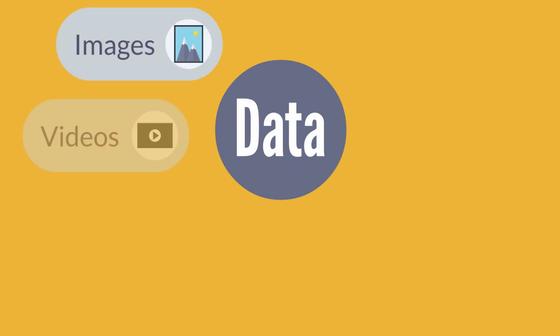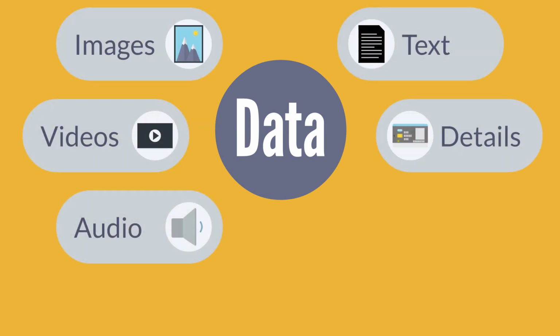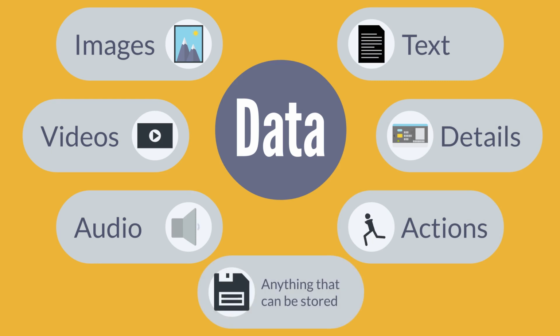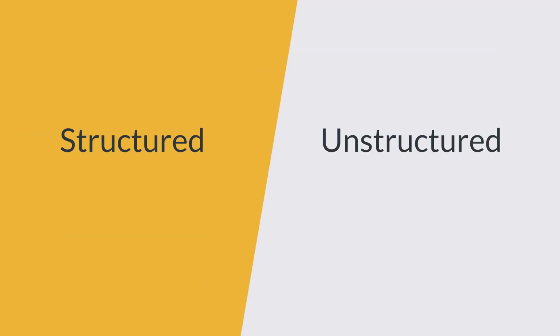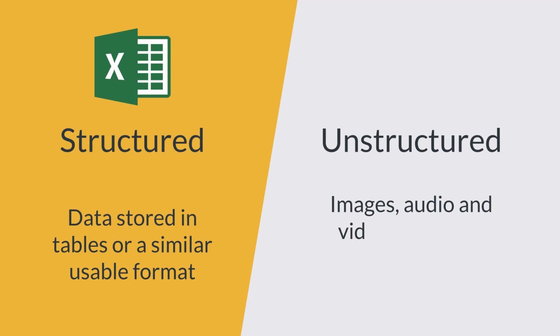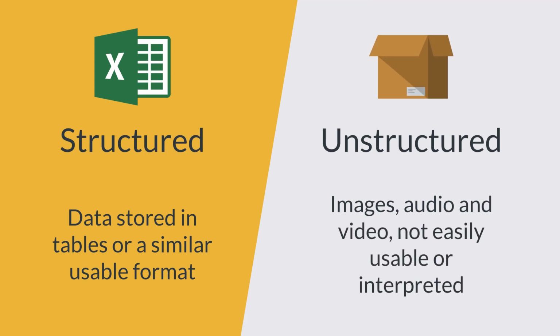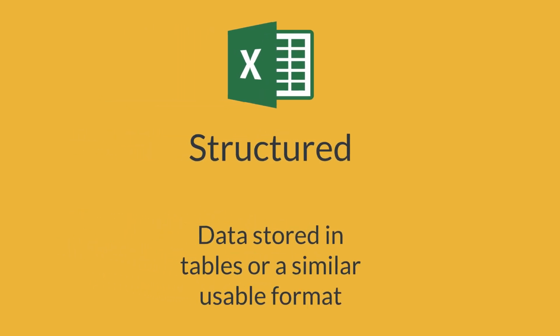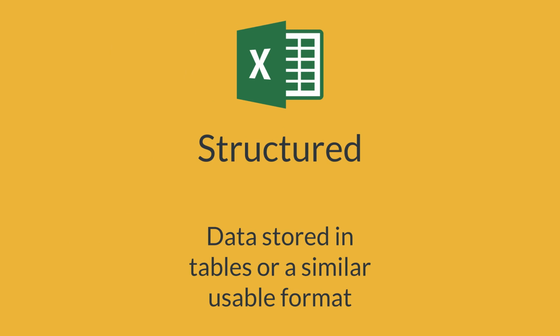Data are images, videos, audio, text, customer details, actions. Anything that can take place, anything that can be stored is considered data. It is raw and useless until it is processed and analyzed. Data can be either structured or unstructured. Structured is data stored in tables and a usable format, think something in Excel, whereas unstructured data would be images, audio and video, not easily usable or interpreted. The purpose of this video is to focus on structured data, as it can be stored easily in a database.